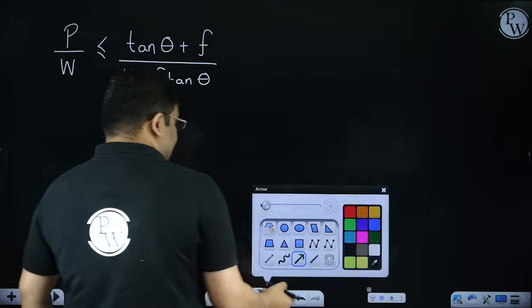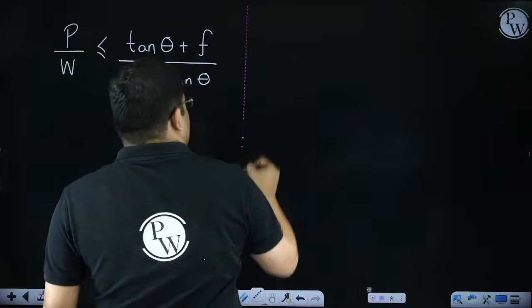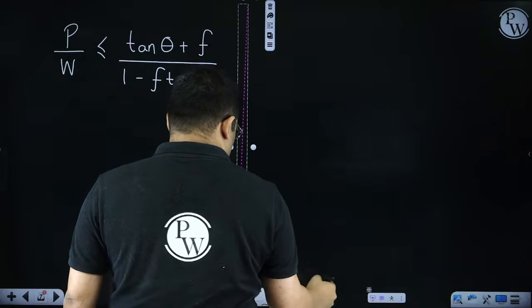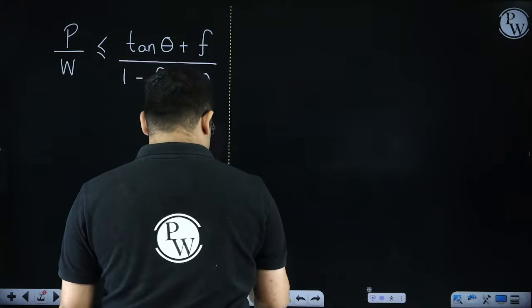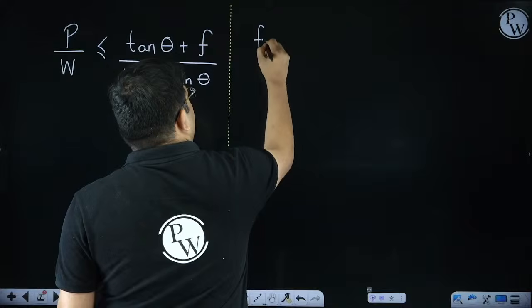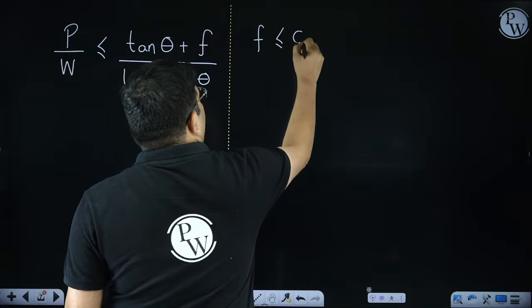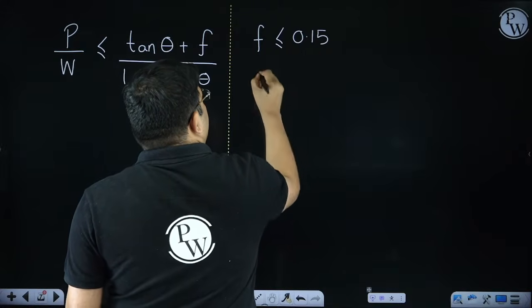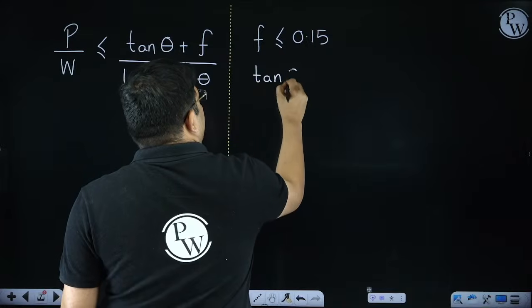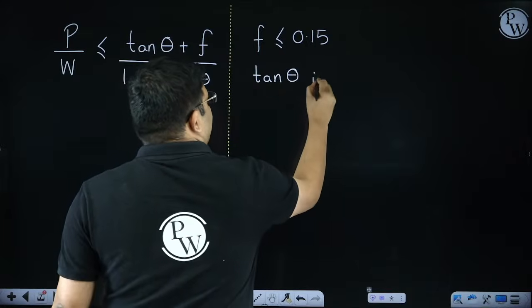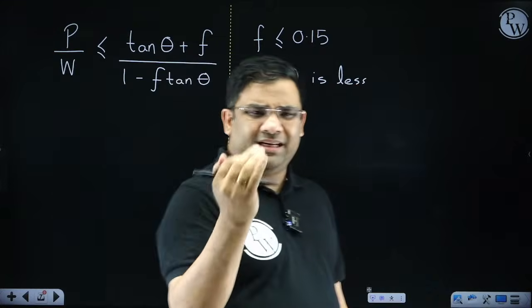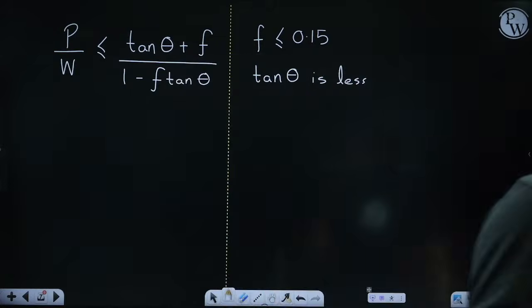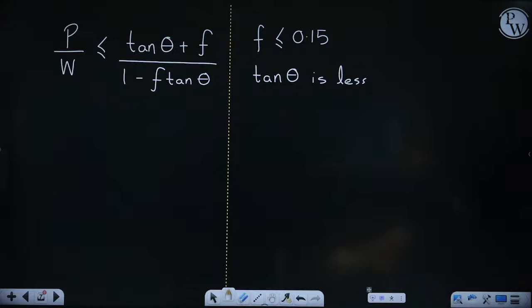This F is already less. The F we have is a very small value, because the maximum value of F is 0.15. So it is very small already. And tan theta is also very small. Why? Because theta won't be very large. Theta will be 3 degrees, 4 degrees, 5 degrees like that. It will not be 60 degrees or 30 degrees. So since theta is less, tan theta is also less.